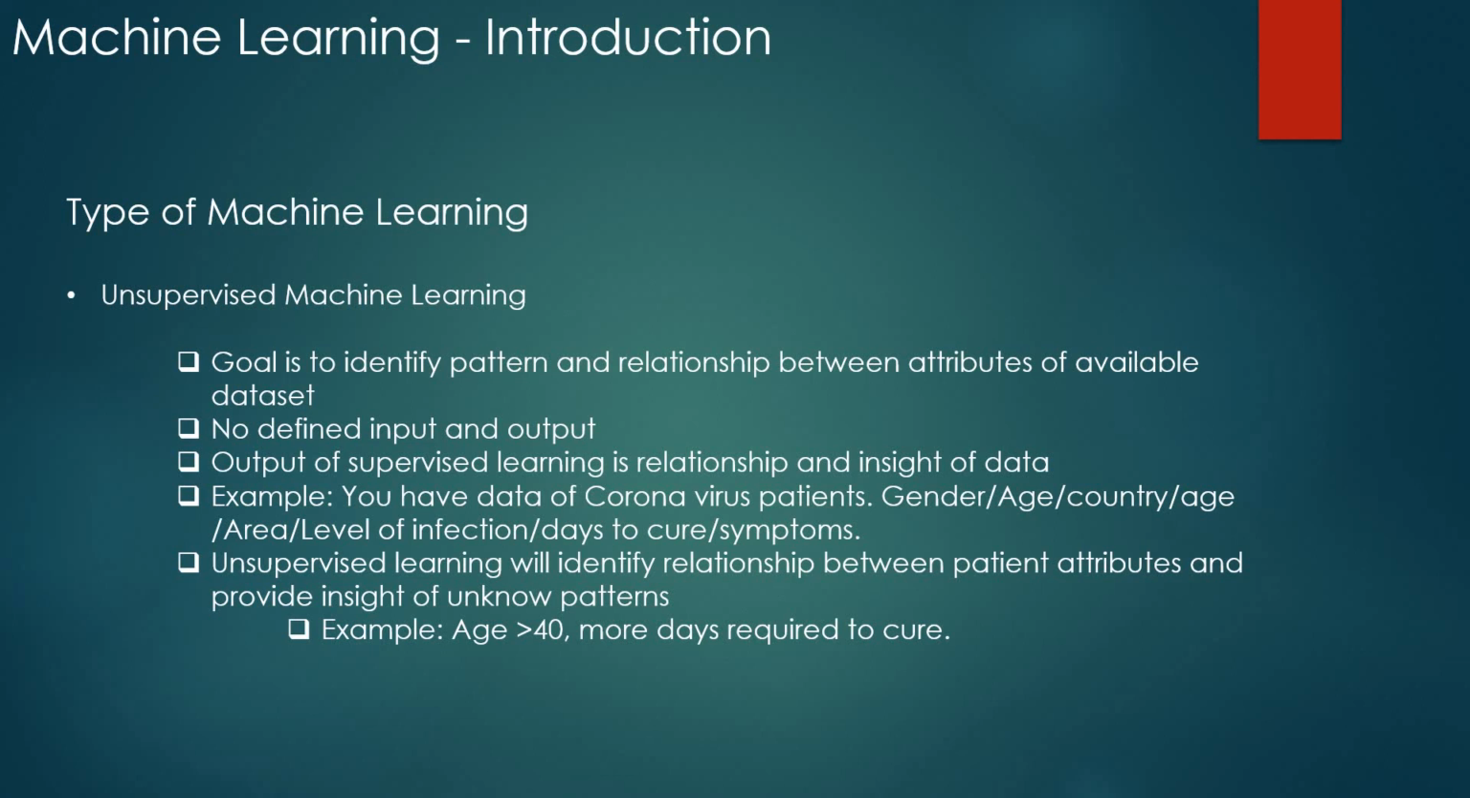Okay, again, take the example of the coronavirus. We pass information about gender, age, country, area, the level of infection, how many days the patient took to cure, and what symptoms we are seeing, all of which we have for all the 100K patients. If we pass the data to the machine learning algorithm, it tries to identify the pattern and gives some meaningful insight into the data, which helps us understand our data set better. It may solve some of our business problems, or help us take future decisions. Okay, so this is unsupervised machine learning.